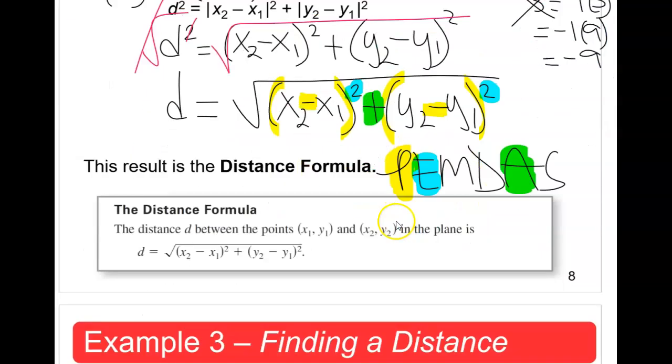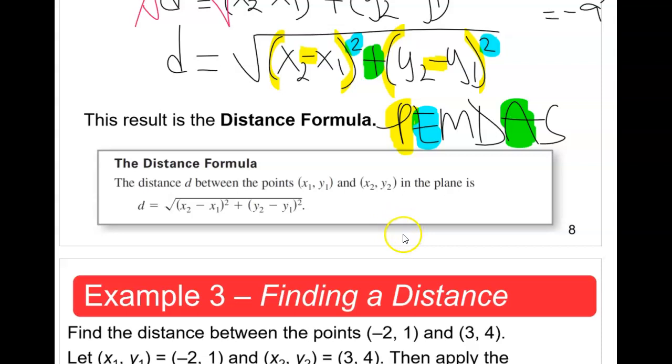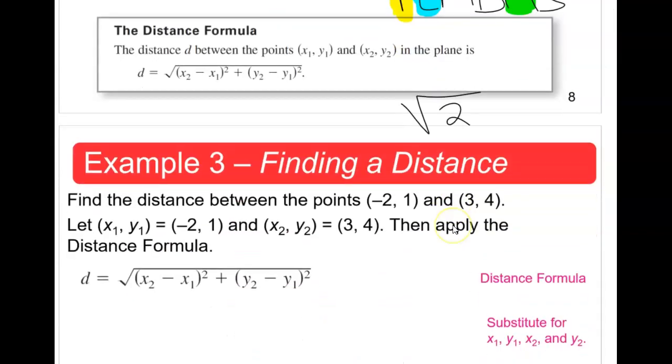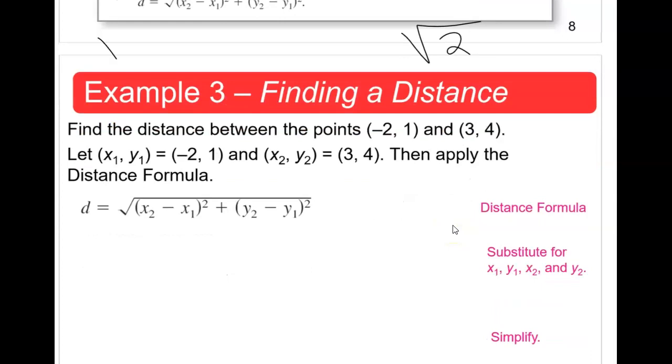WebAssign is very picky with this type of answer, so sometimes they might ask for the exact answer, and sometimes the exact answer might just be left in radical form, such as the square root of 2. Sometimes if it is something like the square root of 8, you might have to simplify it for WebAssign to be happy with your exact answer. I'm going to remind you how to do something like that.